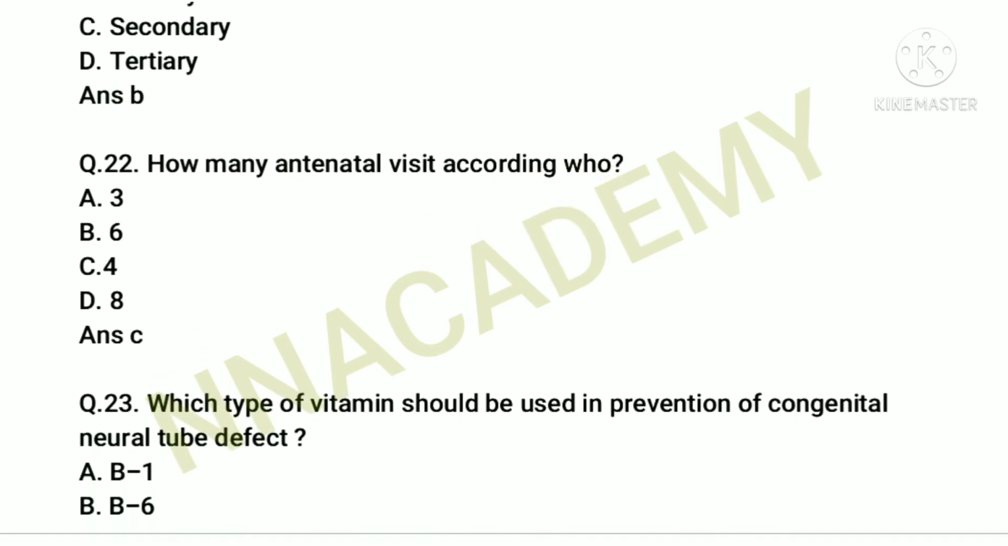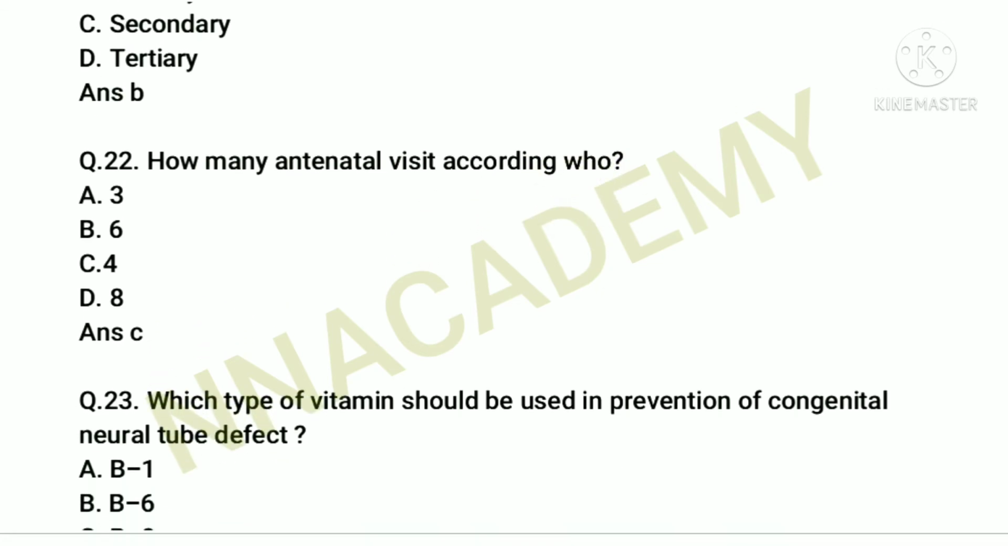And next question is, how many antenatal visits according to WHO? So according to WHO, there are how many antenatal visits? Options are option A 3, option B 6, option C 4, and option D 8. So the right answer is C, that means 4. A total of 4 antenatal visits should be done by a pregnant mother. This is given by WHO.